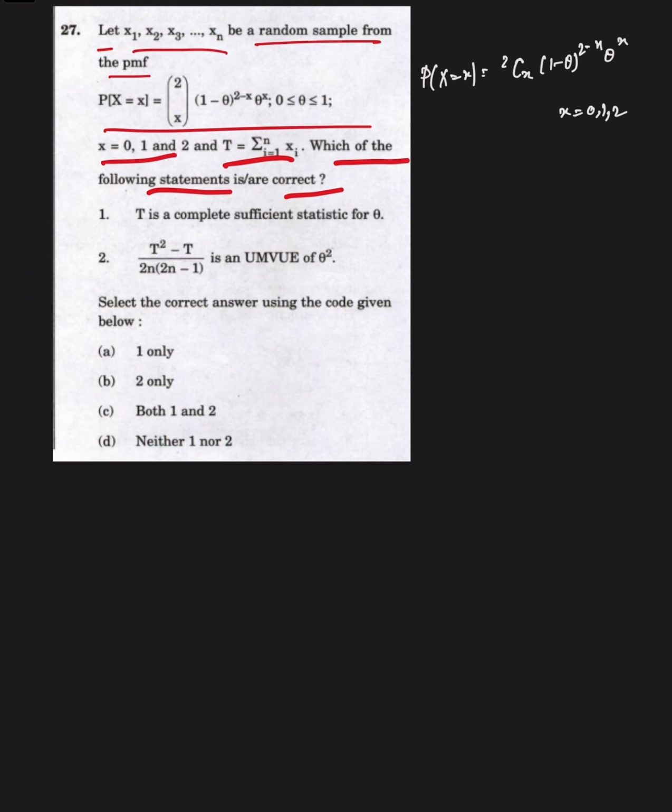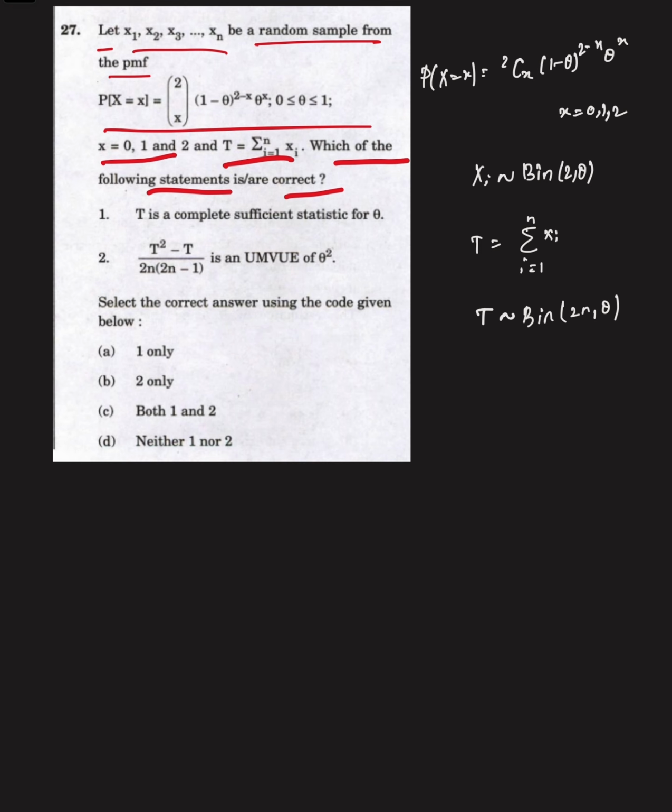x is 0, 1, 2, and xi follows binomial(2, theta), and t is given as summation i equals 1 to n of xi. So that means t follows binomial(2n, theta). If we see the statements, the first statement is saying t is a complete sufficient statistic for theta.